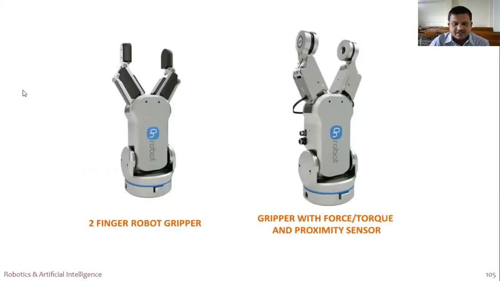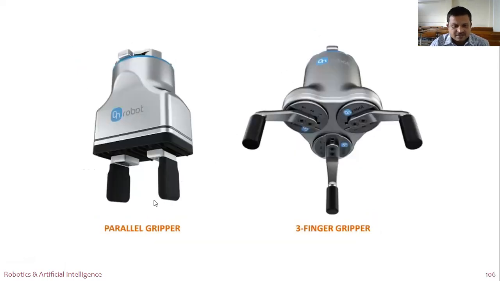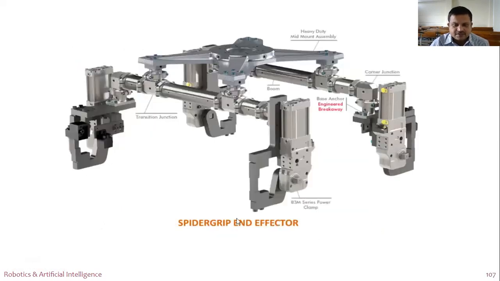Now see that different images or photographs of grippers are there. This is a two-finger robot gripper. This is a gripper with force or torque and proximity sensor. This is a parallel gripper because the two fingers are parallel. This is a three-finger gripper. This is a spider grip end effector. See that this spider shape is there, just like a web shape.